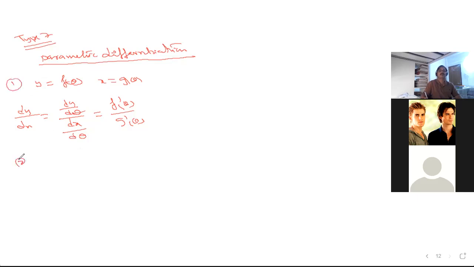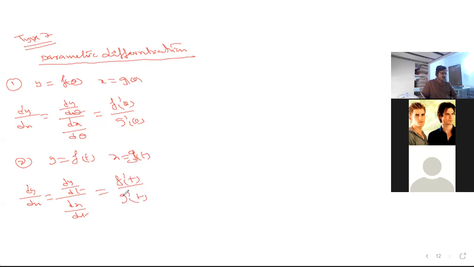ठीक है, नहीं clear है, no problem. I'll take here y is equal to f of t, x is equal to g of t. देखो आराम से. तो dy by dx क्या लिख सकते हो? dy by dt divided by dx by dt, f dash t by g dash t. बराबर है ना? डरना नहीं, आराम से समझते चले जाते.